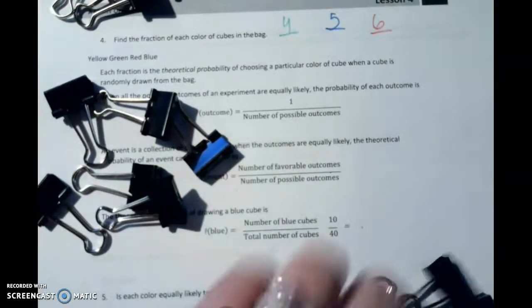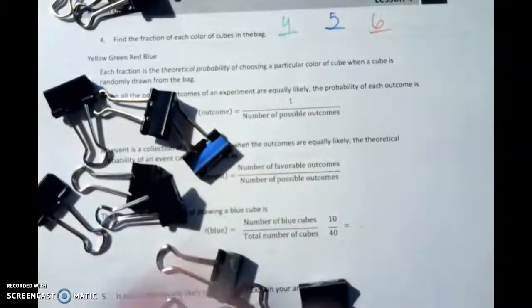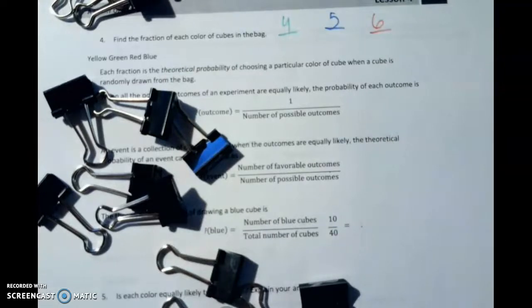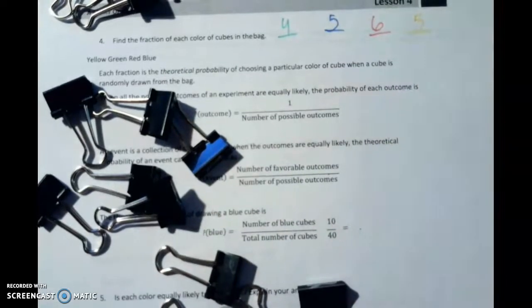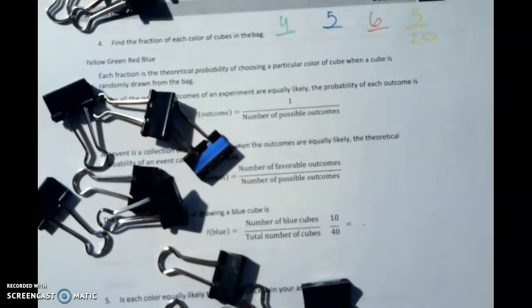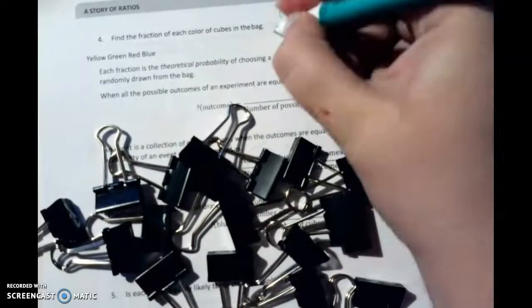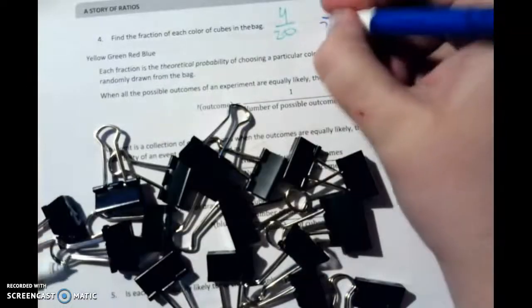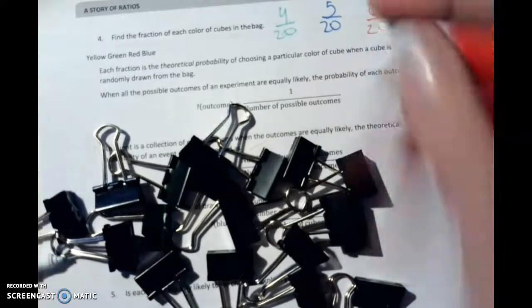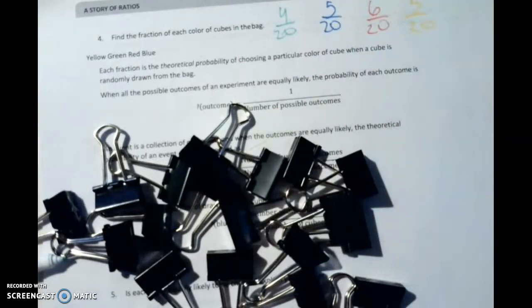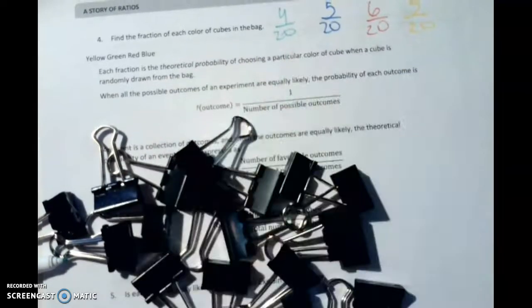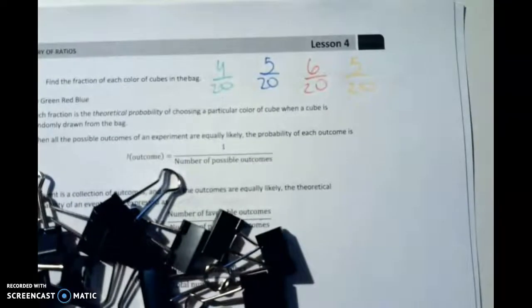And then the yellows, 1, 2, 3, 4, 5 yellows. Okay, so you can see that there's a total of 20 cubes. They're not really cubes, but we're pretending. Use what you got sometimes. Okay, so the fraction of each color of cube in the bag. Got that. That's what this asked me to do right there.